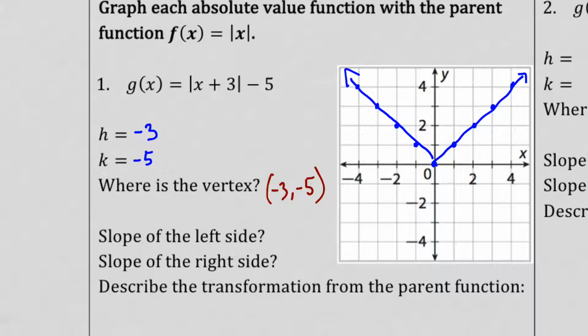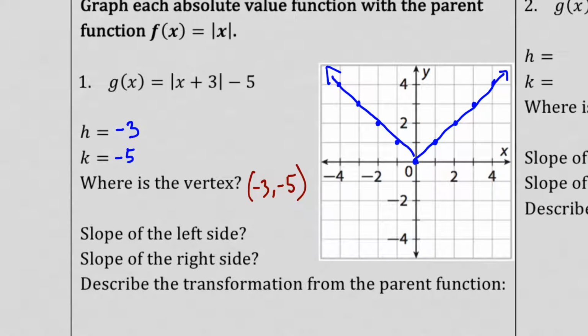That means that you can start graphing it already. Find negative 3, which is right here, and negative 5, which is down here. So this is your point right there. You could actually make a point right there to say that's going to be my vertex. I am sure of it because that's h, k. And now you can start graphing it.